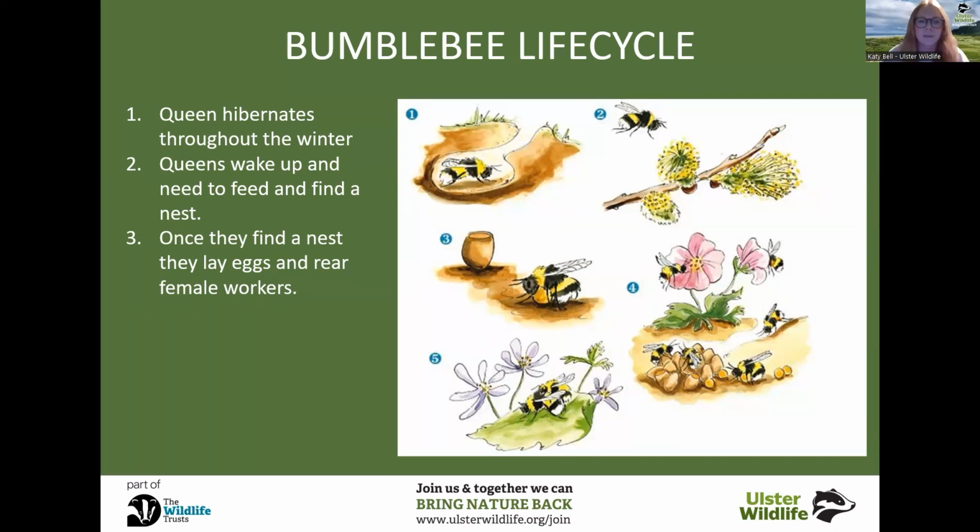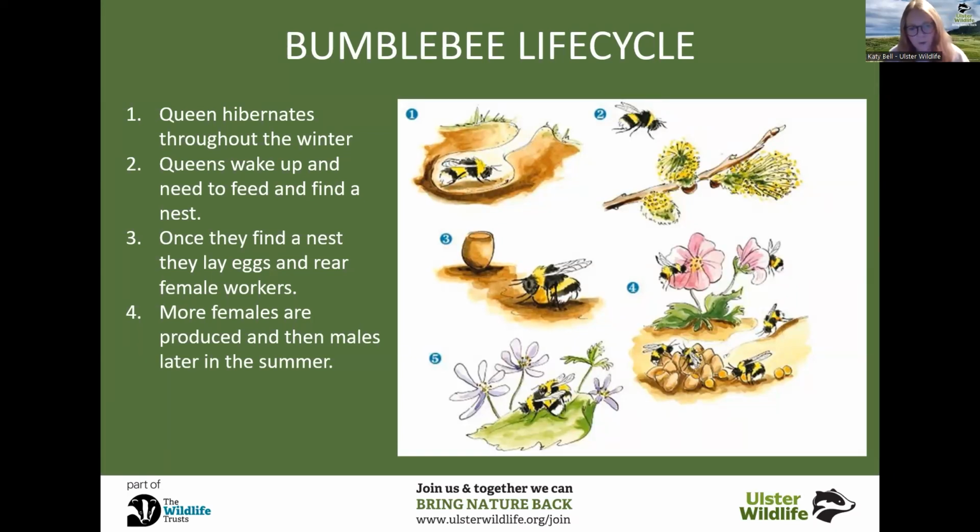They will start a new nest, they will lay eggs, and they will rear their first workers, and these workers are all female. Then these females will go out and they'll be feeding on nectar, collecting pollen, bringing it back, and feeding up more. And then males are only produced at the end of the summer.